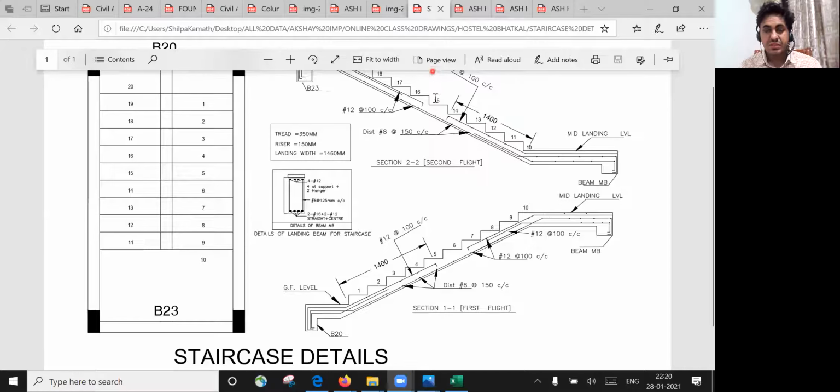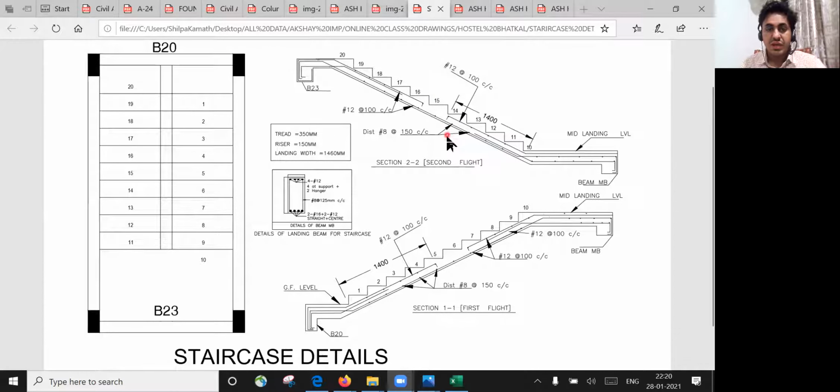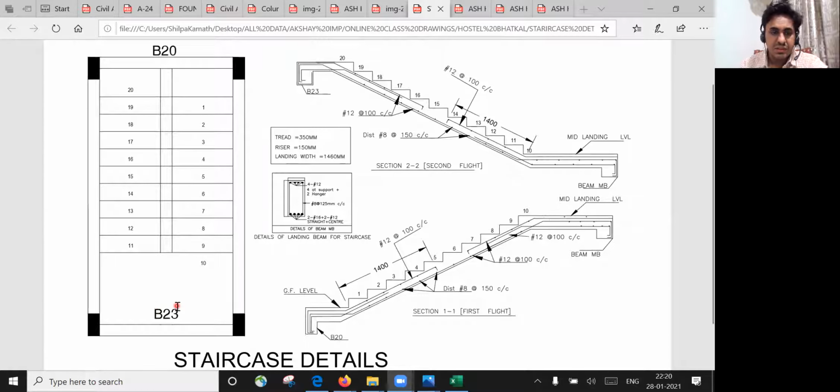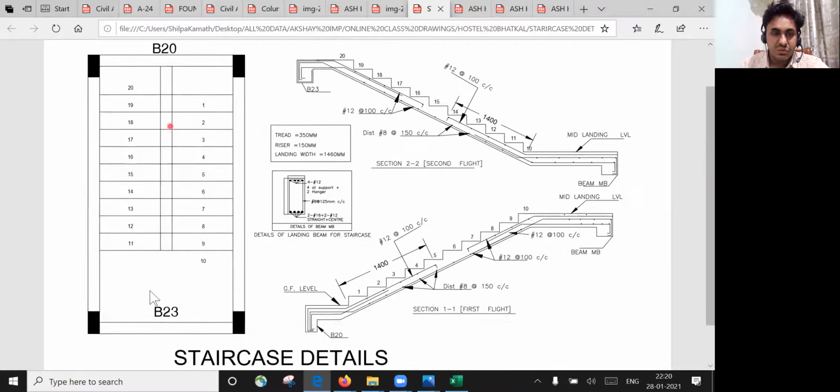Hello learners, in this lecture we'll try to see how the concrete quantity, the shuttering quantity, and the beam and slab bottom have to be found for the staircase. So this is a staircase drawing for the same G+2 building. We have a beam here and another beam here. The names of the beams written are B10, B20 and B13, B23.